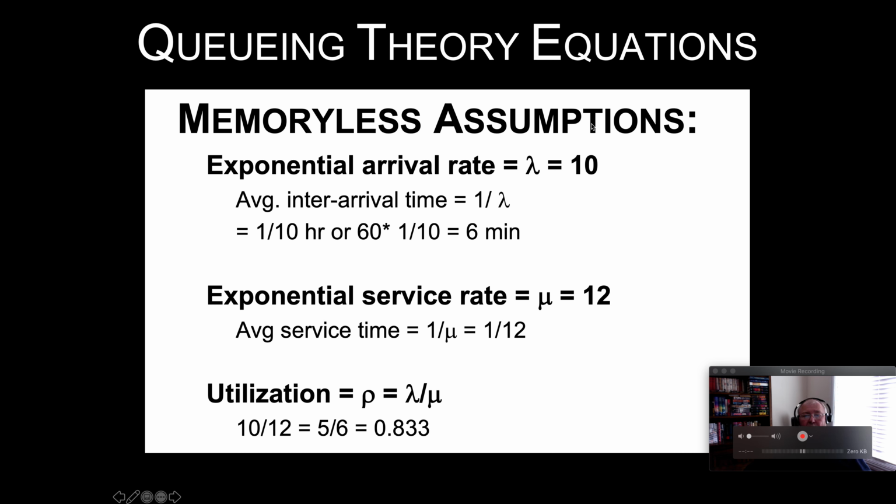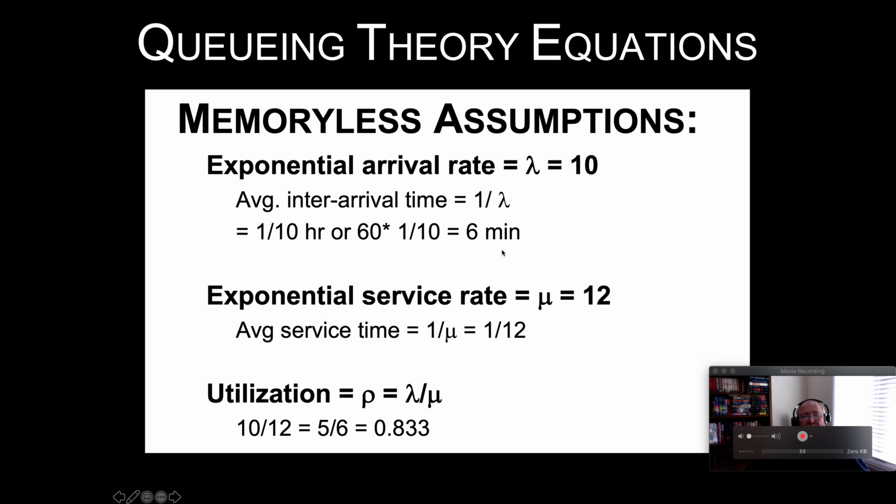So let's see. How about some assumptions of memorylessness? Let's suppose that we have an exponential arrival rate of lambda equal to 10. Okay, so maybe 10 customers per hour arrive. That would mean that the interarrival time would be your time frame divided by 10. So if that's 10 per hour, then an hour divided by 10, or 60 minutes divided by 10, would be 6 minutes.